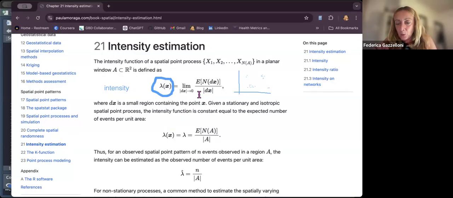the intensity is what happens within a very short time. But in this case, instead of time, we consider the location. So we basically restrict this so that the distance between these points is the smallest. We basically consider the smallest region, the small region containing the points.